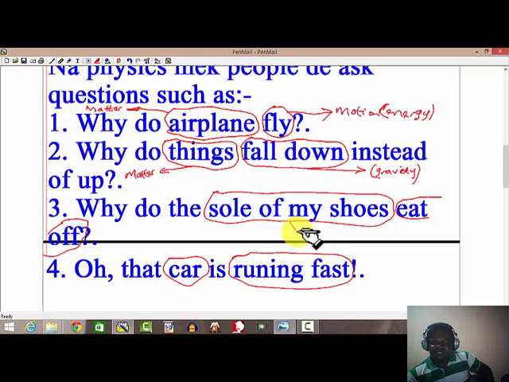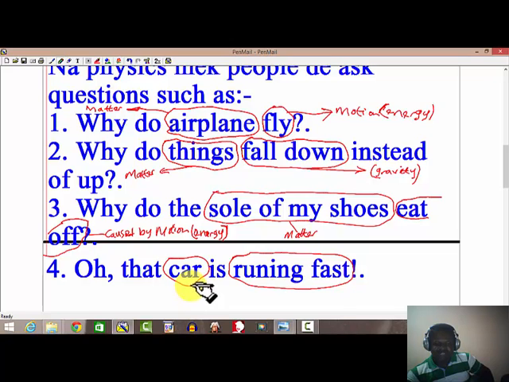Why does the sole of your shoe wear off? The sole of your shoe is matter. Wearing off is caused by motion, which is as a result of energy. If there was no energy, motion wouldn't occur. So ultimately it's energy you are talking about when you talk about motion.